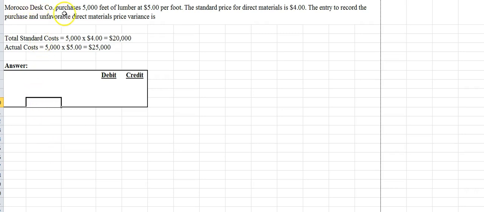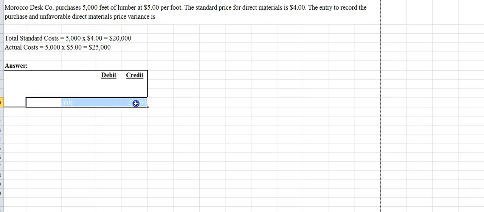Morocco Desk Company purchases 5,000 feet of lumber at $5 per foot. The standard price for direct materials is $4. The entry to record the purchase and unfavorable direct material variance is, okay, so it doesn't really tell me if they purchased it with cash or on credit. So let's just assume that they purchased it on credit, okay?